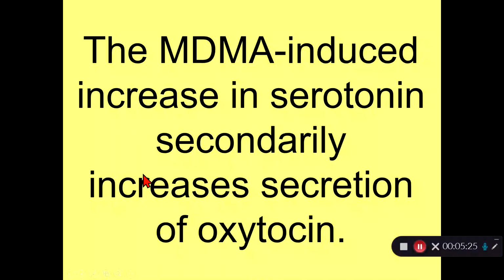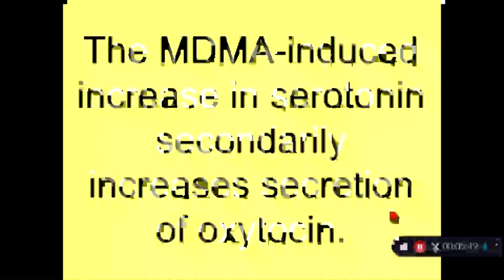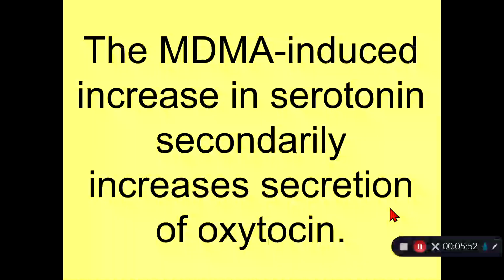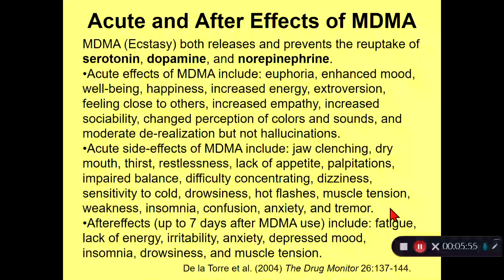And the MDMA-induced increase in serotonin secondarily increases secretion of oxytocin. Oxytocin, recall, is a peptide neurohormone associated with feelings of closeness, of empathy, of warmth. So on MDMA, your brain is flooded with the monoaminergic neurotransmitters, dopamine, noradrenaline, serotonin, and the neurohormone oxytocin. And this can account for its effects. What are the acute effects of MDMA? Well, the acute effects are the immediate effects, the immediate main effects. The acute effects are the effects that people take the drug for.